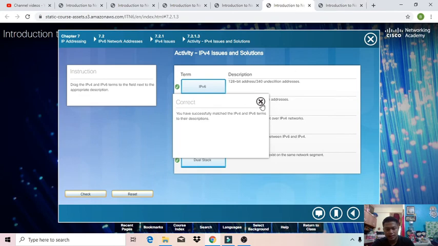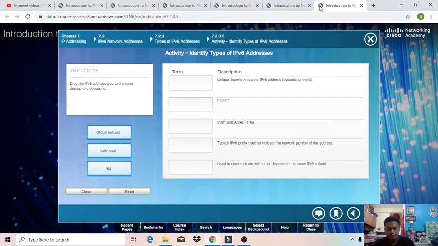We have the last activity. The activity is Identify Types of IPv6 Addresses. The instruction is drag the IPv6 address type to the most appropriate description. So this is the term: global unicast, unique internet routable IPv6 addresses, and FE80, that is a link local.